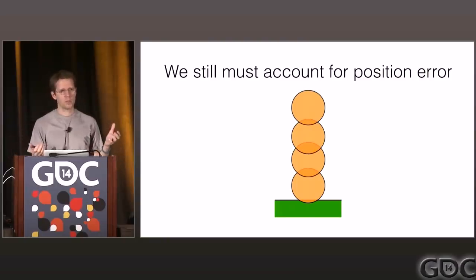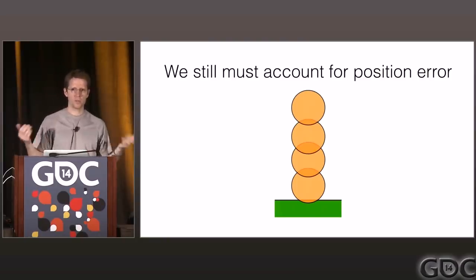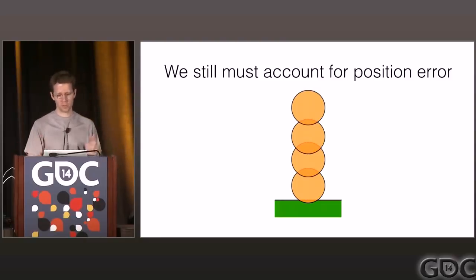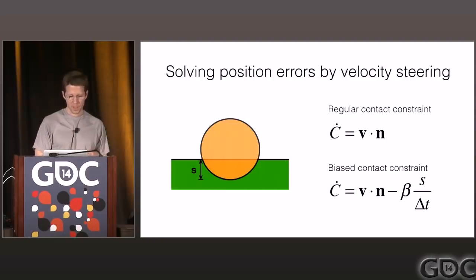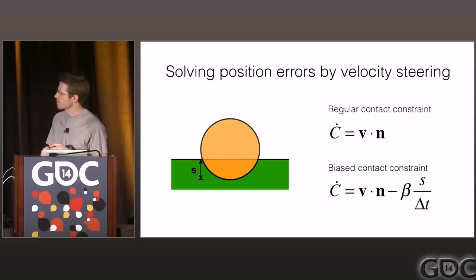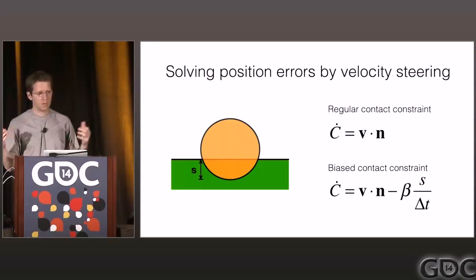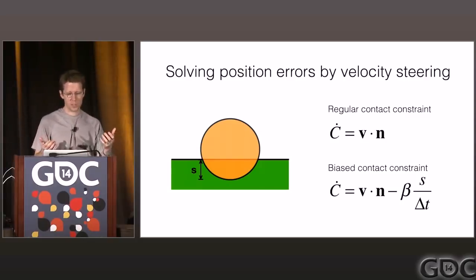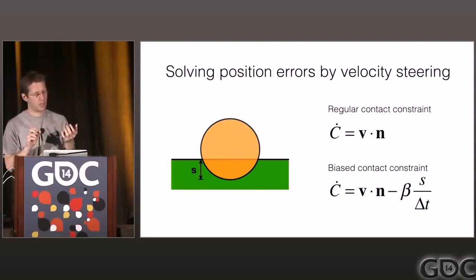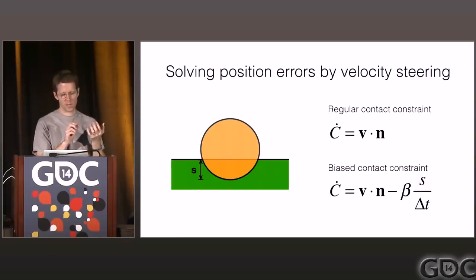So the sequential impulses algorithm doesn't do anything to help you with that. You have to add some additional stuff to deal with overlap. One common method for dealing with overlap is velocity steering. Basically, we take the velocity constraint that we have, and then we add in the position error into that to try to steer the objects in a path that removes that overlap.